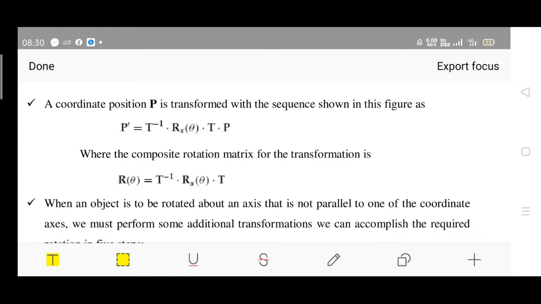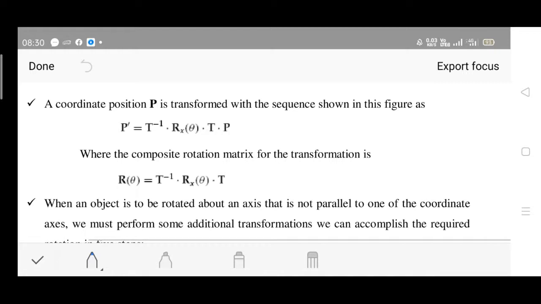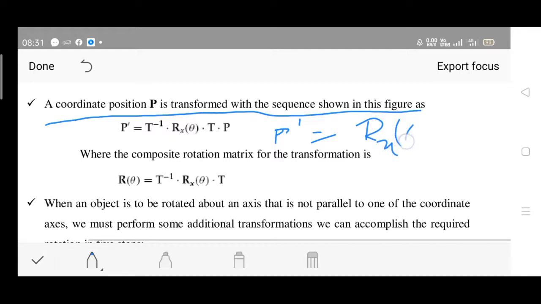So let us see how to write the equation. A coordinate position P is transformed with the sequence shown in the above figure, what we have discussed, the sequence, right? So P dash is the new point. How is P dash, the new point, derived? The set of transformations: we have performed a rotation, right? It is a rotation about the x-axis, in general the rotation about the x-axis by theta, in multiplication with the original point P, isn't it?